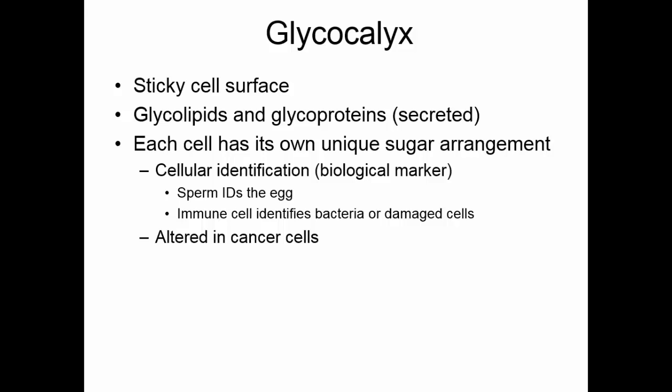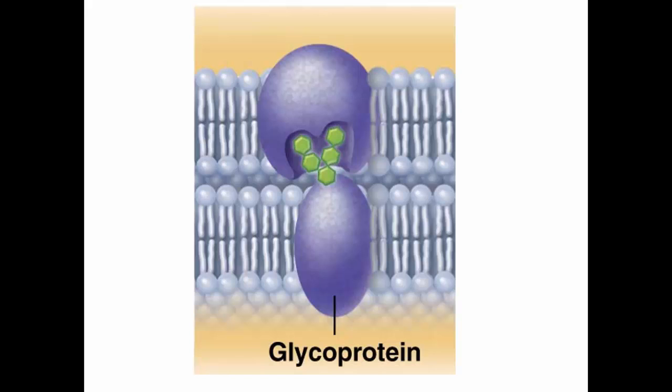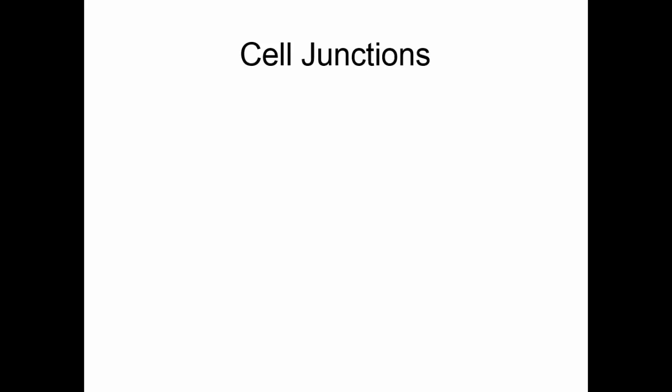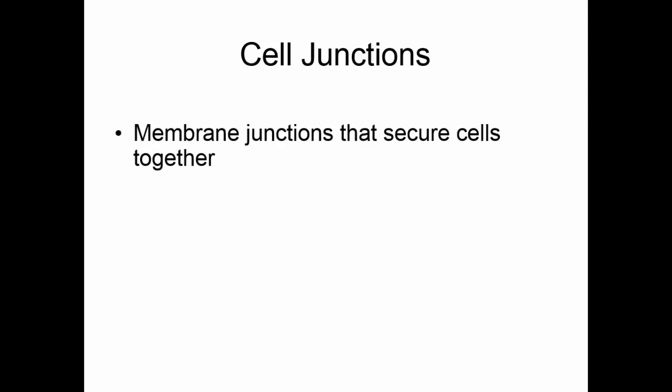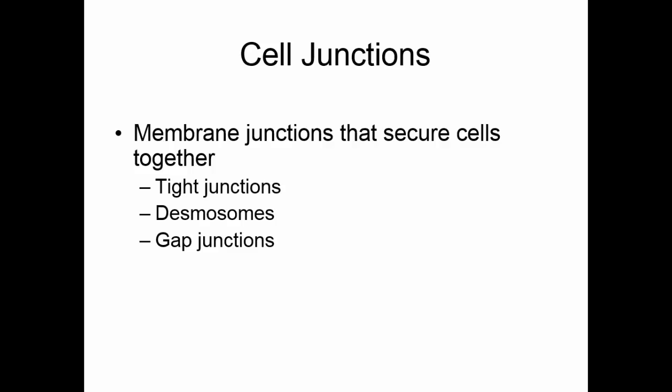If the immune system can't act rapidly enough, cancer cells may grow to large numbers and we have tumors. This is an example of a glycoprotein being recognized by the protein on another cell. Cell junctions are membrane junctions that secure cells and hold them together. There are three types: tight junctions, desmosomes, and gap junctions.